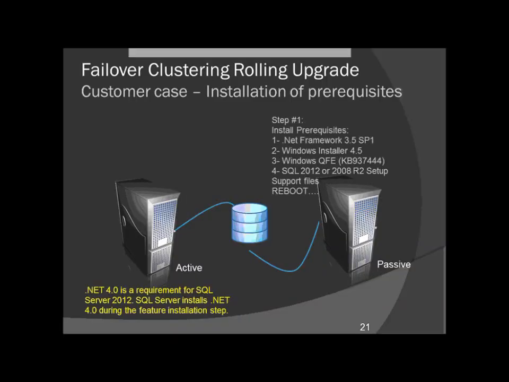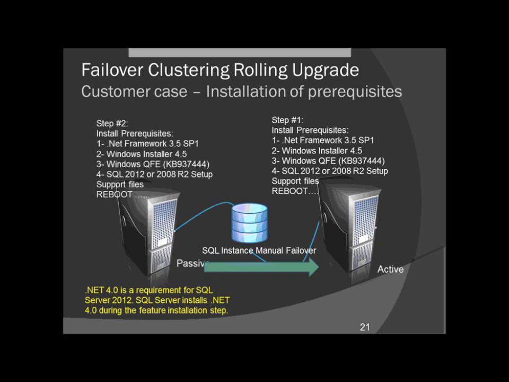So as I said, start with the passive node. Step 1 is the prerequisites: your .NET 3.5 or .NET 4.0, your Windows Installer 4.5, and the hotfix, because we are talking about 2003 SP2 here, and the setup support files. After you install those four things, reboot your passive node. Once you reboot, you do a manual failover. That means you moved everything over here. Your cluster resources are moved here. We haven't upgraded yet here.